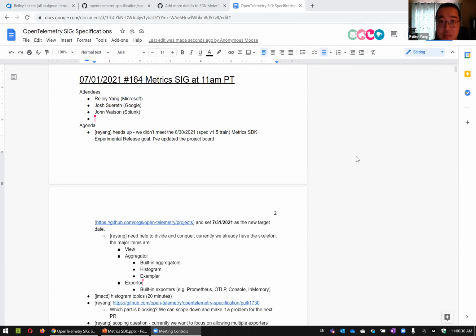Heads up, there's a spec PR just merged, which replaced all the labels with attributes. So if you search for labels in the entire spec repo, I think you can only find some places where people mention GitHub label, how you tag the issues. But for anything like the dimension on metrics, we call that attributes across the board.